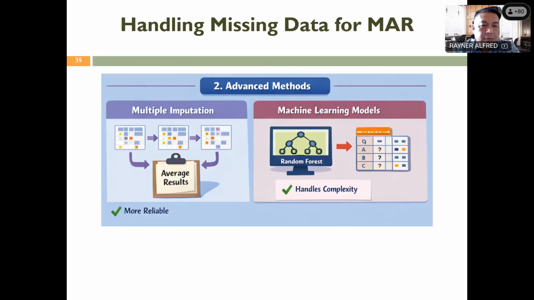Okay, if you have multiple imputation, this is when you have more missing values. So you take the average value, or you can use machine learning to predict the values. So this is a more advanced technique. Later on we will learn more about this.